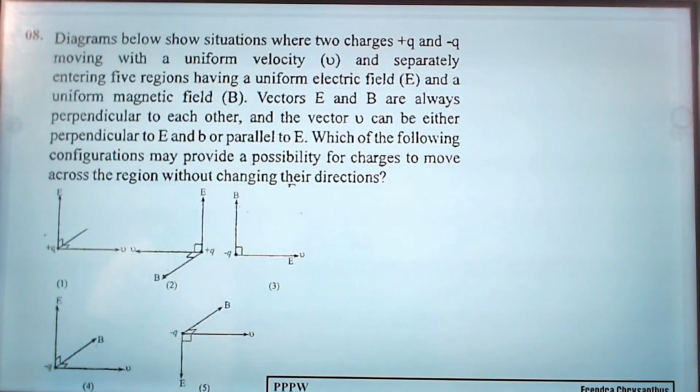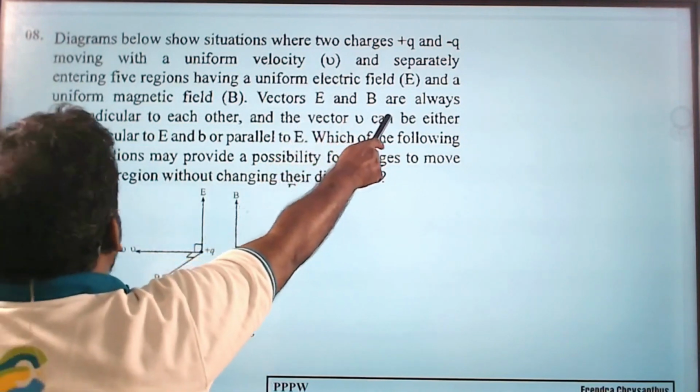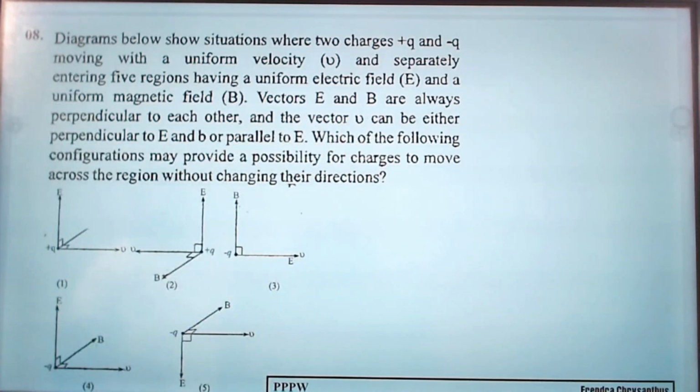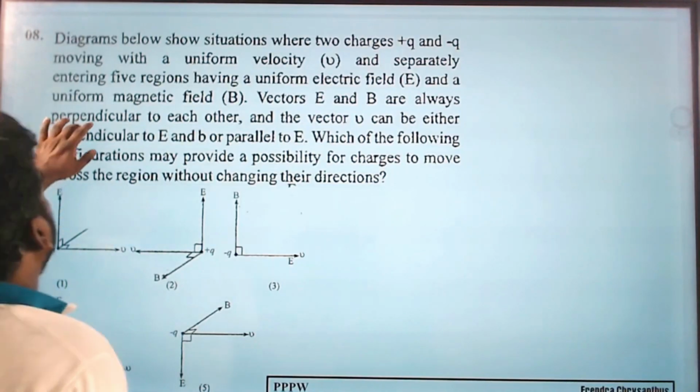Question number 8. Diagram below shows situations where two charges plus Q minus Q move with uniform velocity and separately enters 5 regions having uniform electric field as shown. Vectors E and B are always perpendicular to each other and vector V can be either perpendicular or parallel to E. Which of the following configurations may provide a possibility of charges to move across a region without changing direction?